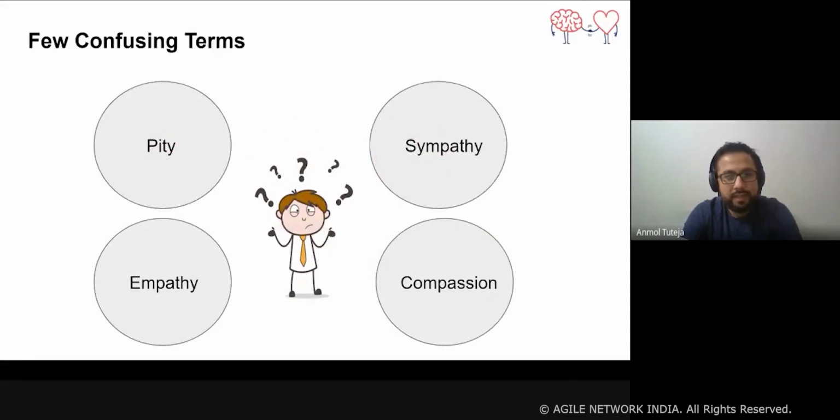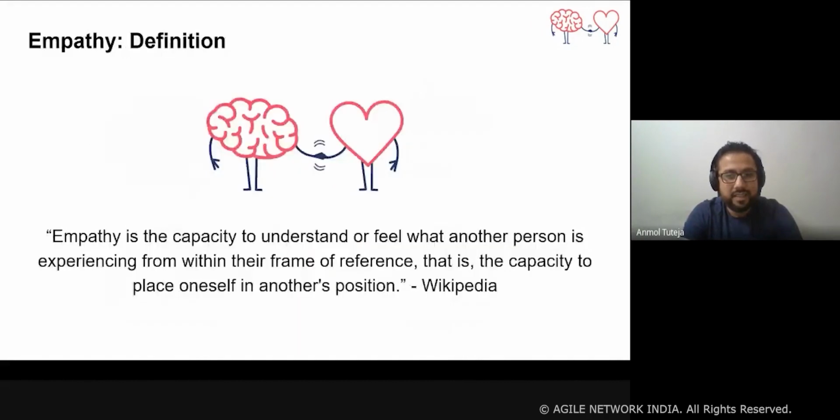So I think we have heard a lot of confusing terms which are used interchangeably at our own convenience, and we really don't understand what all of these mean. Some of us might know, but for a lot of us, it's still a puzzle. So I'm going to uncover them. If you see pity, sympathy, empathy, compassion, all look similar, mean something similar, but there is a vast difference in what they are.